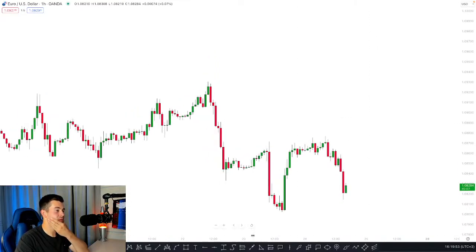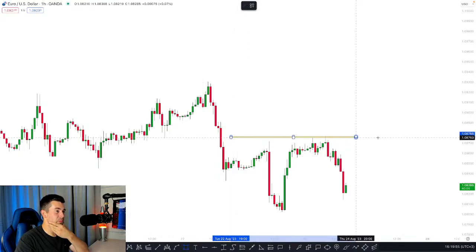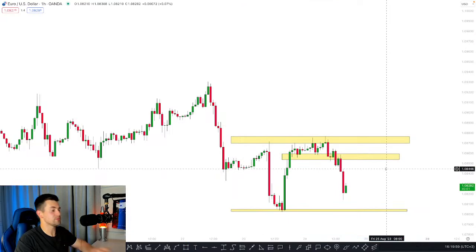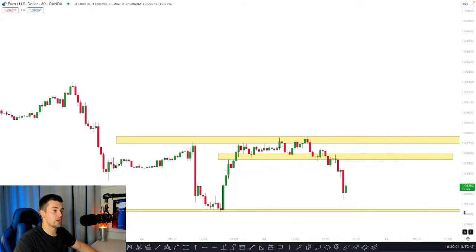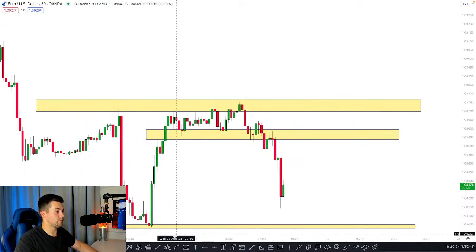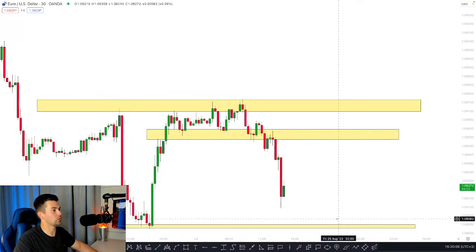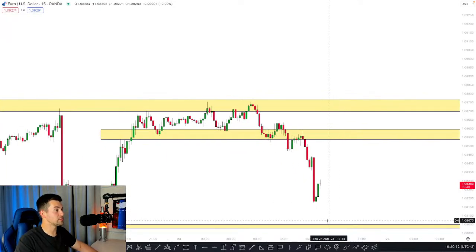Hourly time frame. On an hourly time frame, currently, kind of the range right here. Also, we have the resistance right here. Now 30 minutes. On the 30 minutes time frame, what we have, the trend line. Not really. Don't like this trend line. Let's open the 15 minutes time frame.